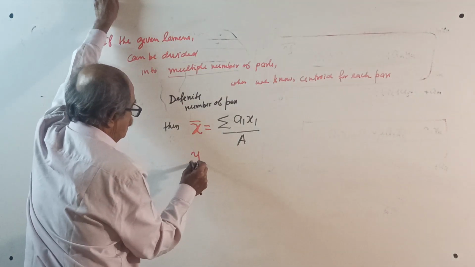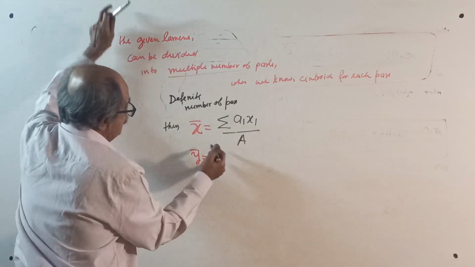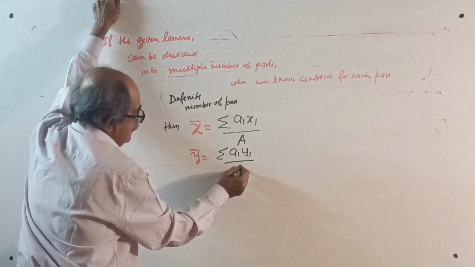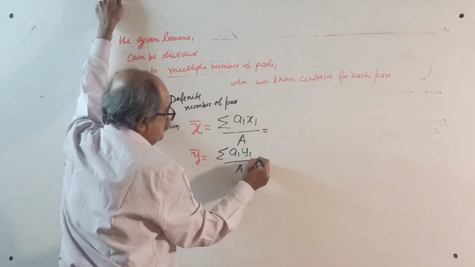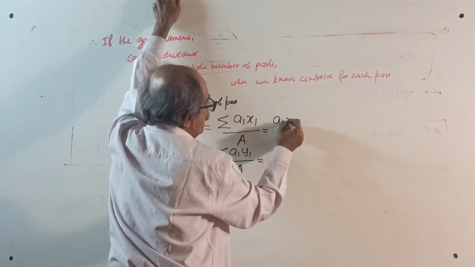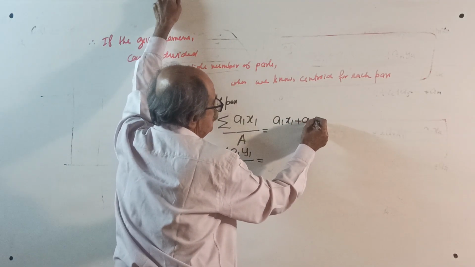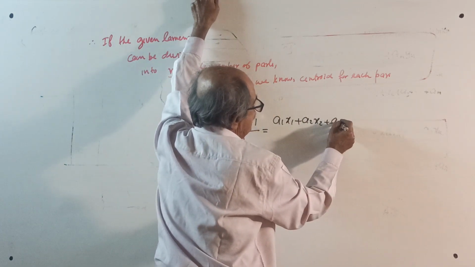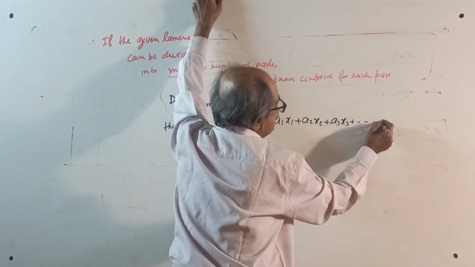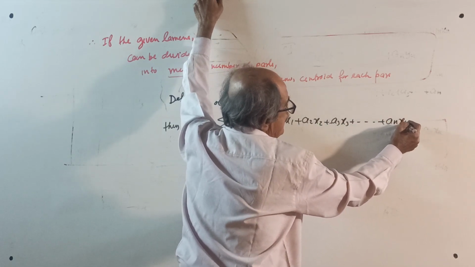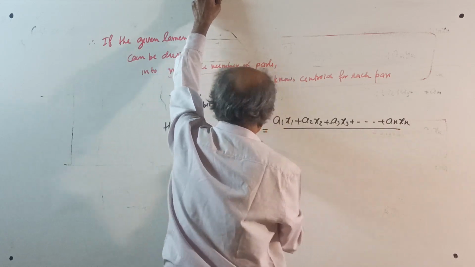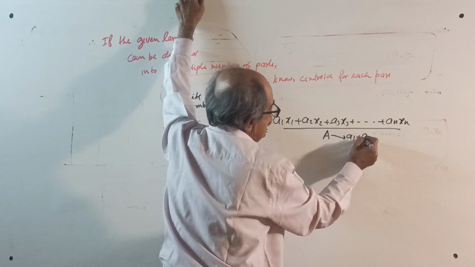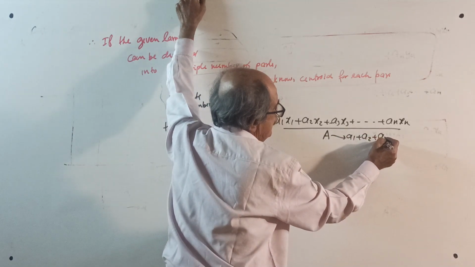And y bar equal to sigma of a1y1 by total area. That means x bar equals a1x1 plus a2x2 plus a3x3 etc., up to anxn, divided by total area A, that is a1 plus a2 plus a3 etc.